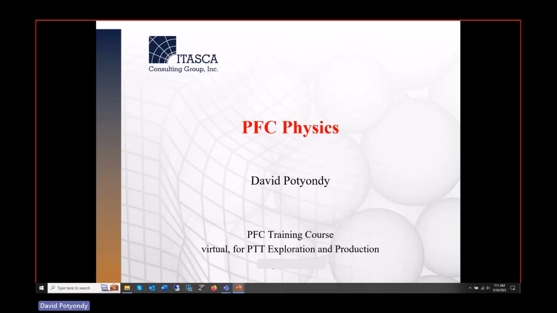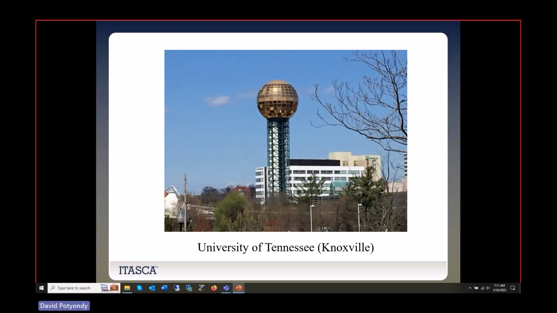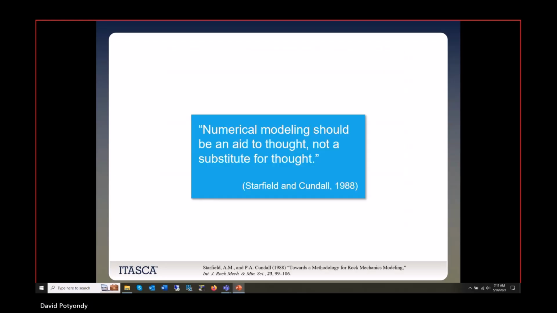Here we go, PFC physics. My attempt to give you the idea of how this stuff works with almost no equations. So here we go. There's another PFC ball. This one's in Tennessee. Another little quote about numerical modeling, right?